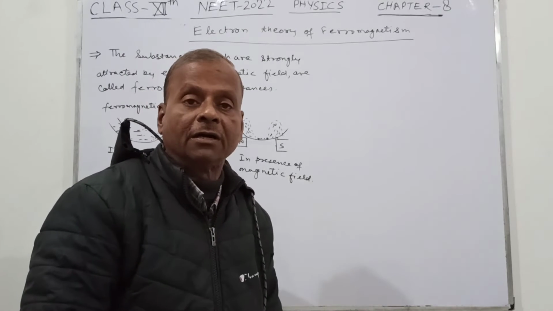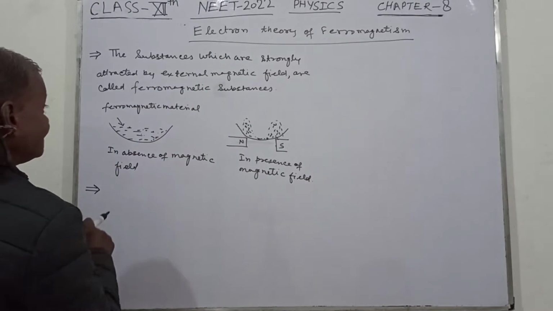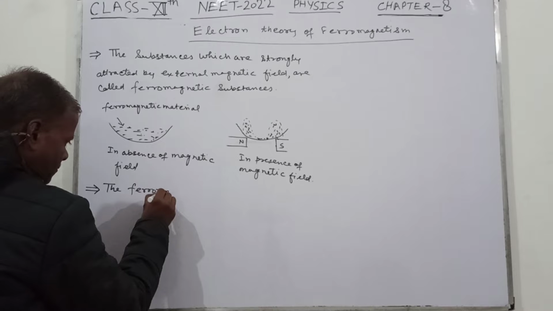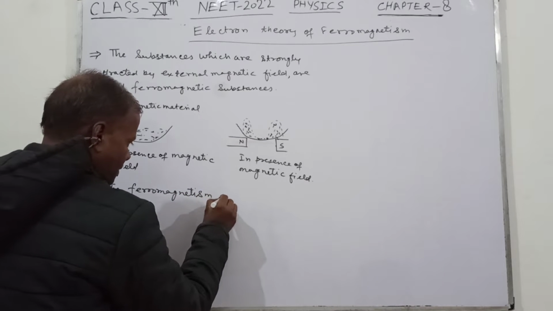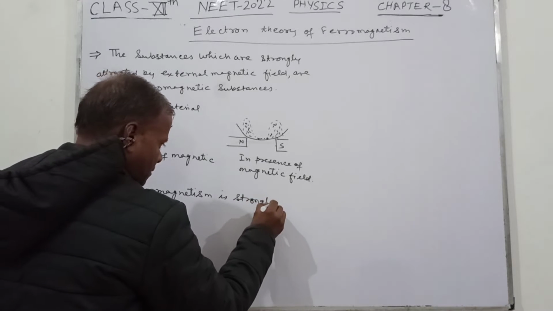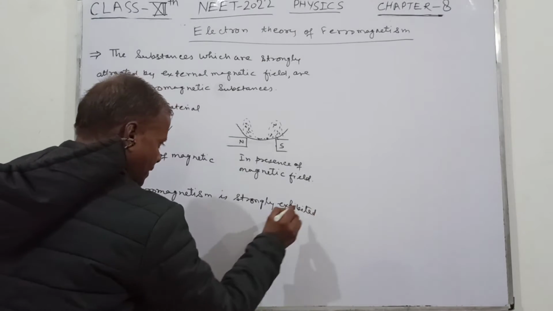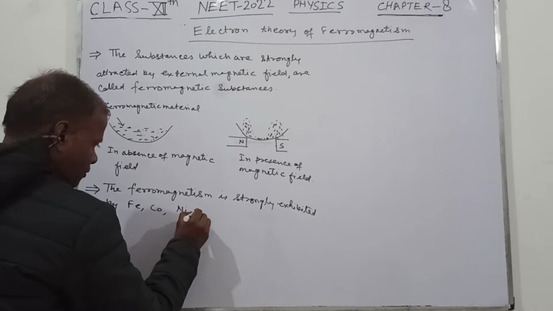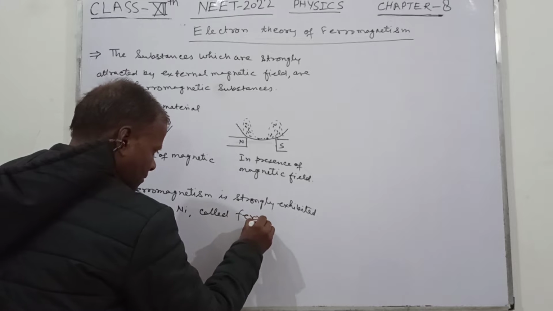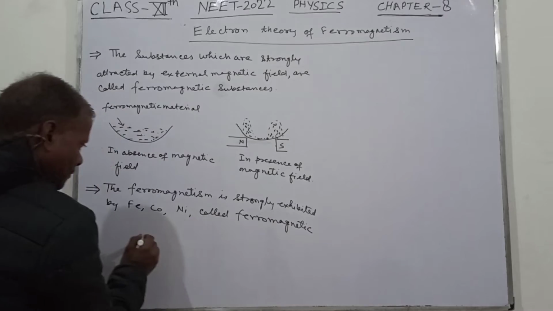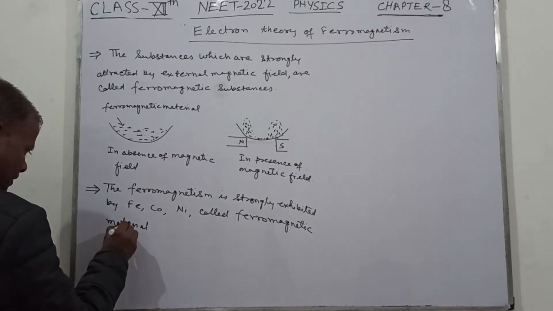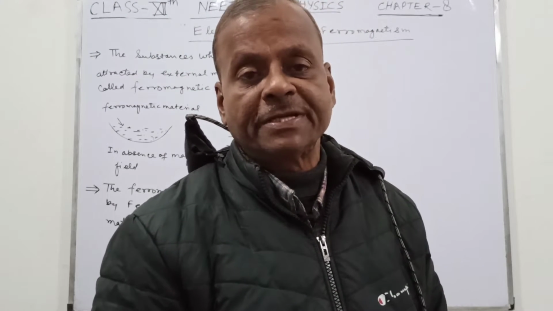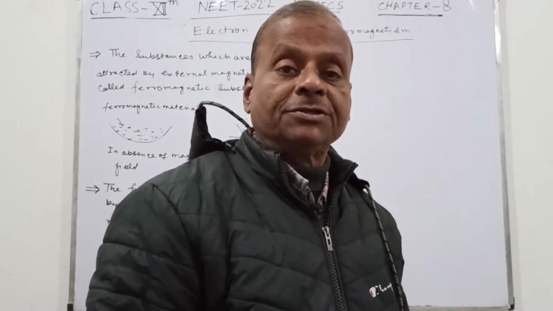The substances which are ferromagnetic are iron, cobalt and nickel. Ferromagnetism is strongly exhibited by iron, cobalt and nickel, called ferromagnetic material. The reason is that in the case of iron, cobalt and nickel, the 3d subshells are not complete. I have told you that a single electron provides the magnetic moment.